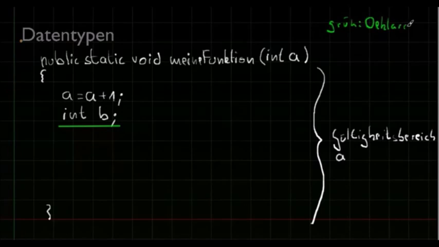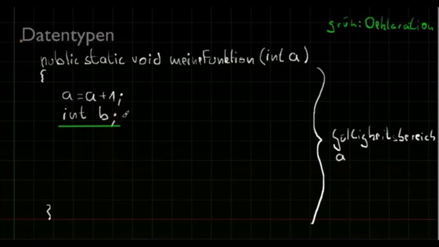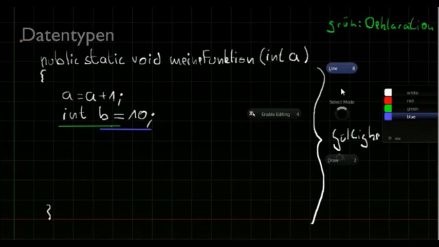And if I don't declare the value of a variable, then it has a standardized initial value. And with integers, this value is 0. If I declare that the variable b has a specific value, for example, by saying it equals 10, then I define the variable by this. And this definition gives the variable a specific value.